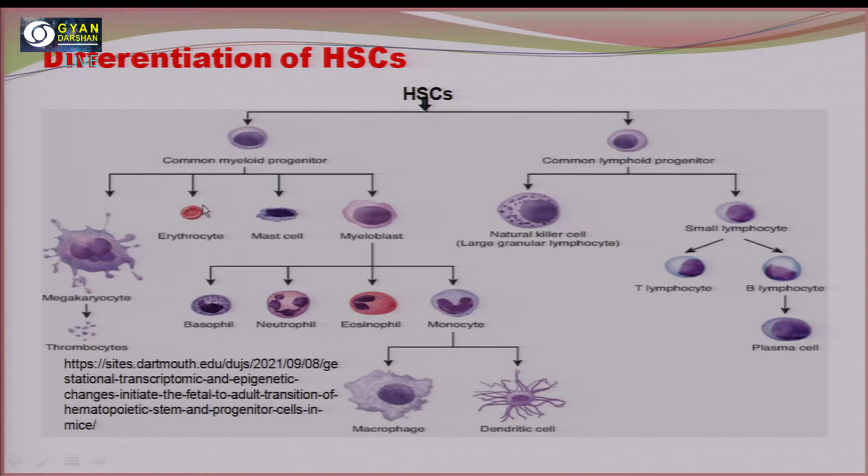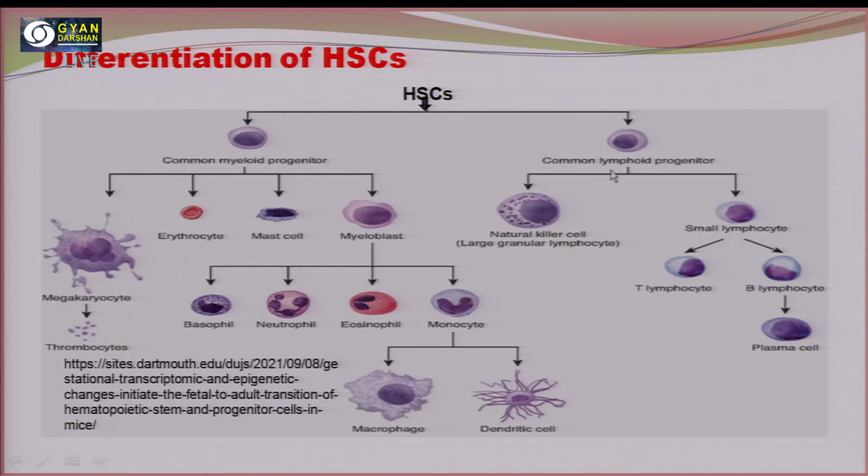Here are the erythrocytes, mast cells, and myeloblasts. In this case, basophils, neutrophils, eosinophils, and monocytes. Monocytes again convert into dendritic cells and macrophages. So this is the differentiation of the hematopoietic stem cells. In our bone marrow, a number of cells are generated through the common myeloid progenitors.